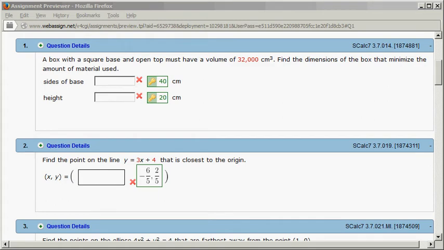Okay, let's look at homework 3.7, problem number 1. We have an open box and the volume is limited to 32,000 cubic centimeters, and we want to find the dimensions of the box that minimize the amount of material used. All right, so let's do that.